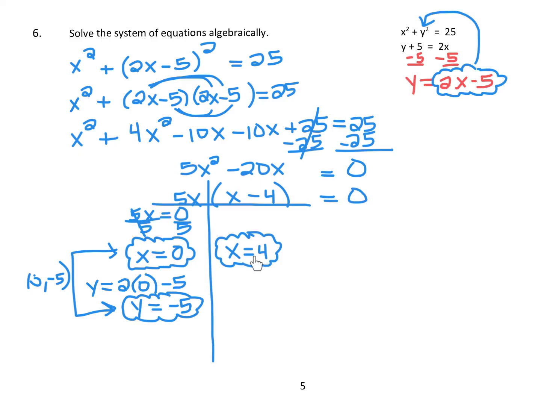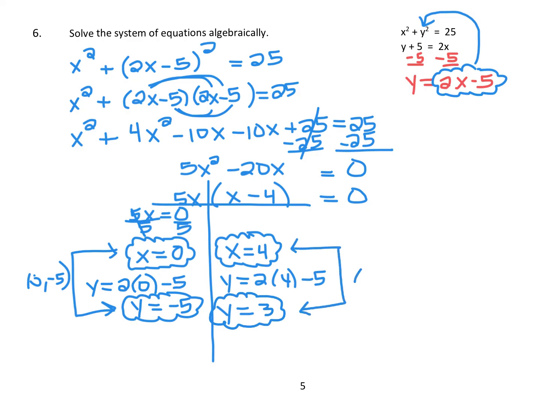Okay, and then let's go to this side. So when x equals 4, I'm going to use the same equation, y equals 2x minus 5. I'm going to replace this x with a 4. So y equals 2 times, instead of x, we're going to put a 4, and then minus 5. Okay, so y equals, well, 2 times 4 is 8, and 8 minus 5 is 3. So we get y equals 3. So to write that as a coordinate, we do the x first and then the y. We get 4, 3.